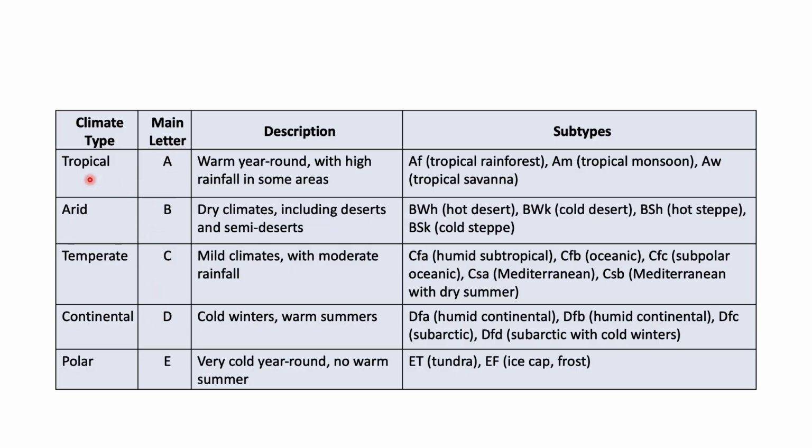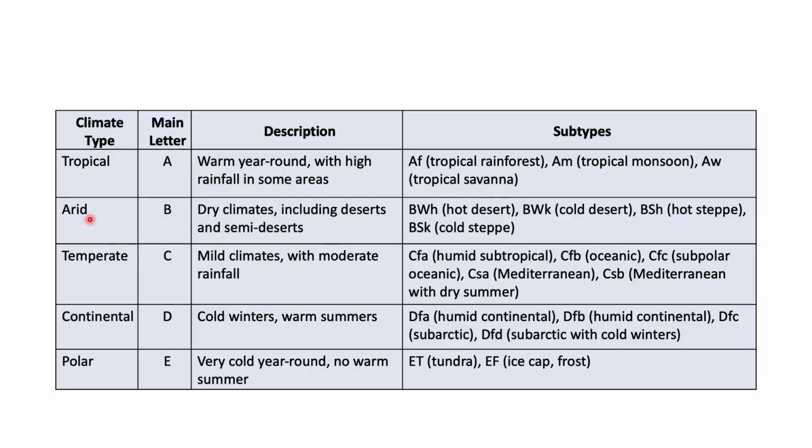We will be looking at each letter and how each part of the world is classified into this particular classification. Main letters include capital A for tropical. The areas which are warm year round with high rainfall in some areas are called tropical areas, so the letter is A. For AF, the second letter we will look at in a little more detail: A is for tropical area, F is for rainforest. So AF is the tropical rainforest. AM means tropical monsoon, AW means tropical savanna.